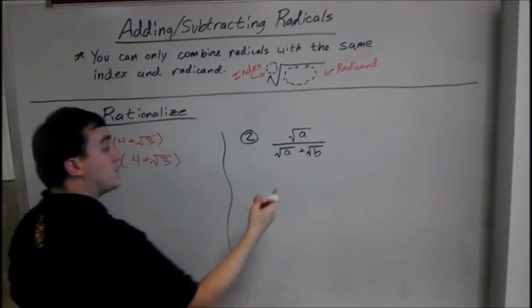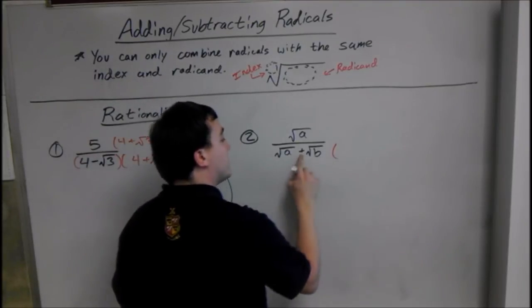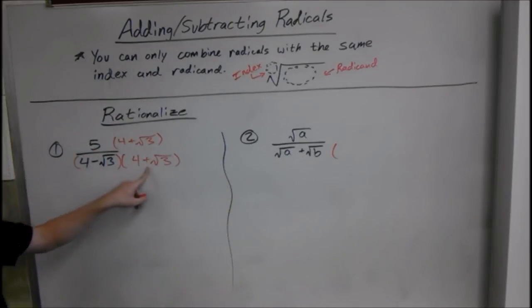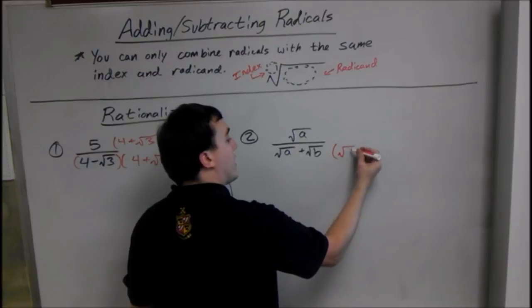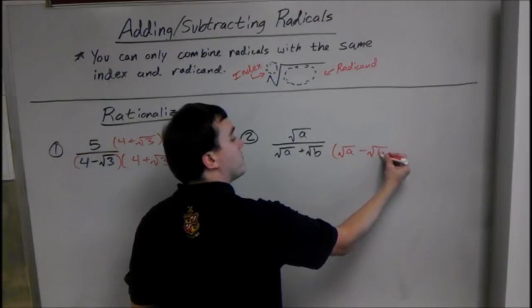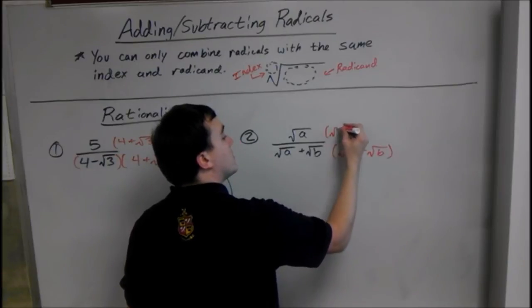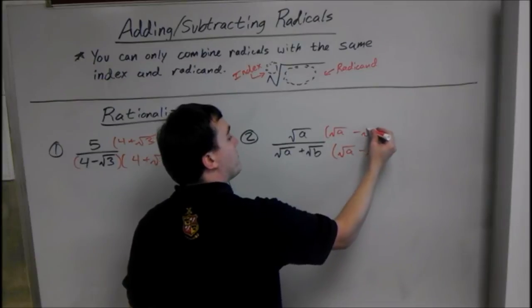So here, same thing. We're going to be multiplying by the conjugate. Conjugate is just the opposite sign. So the conjugate of root a plus root b is root a minus root b. Do that to the top and bottom.